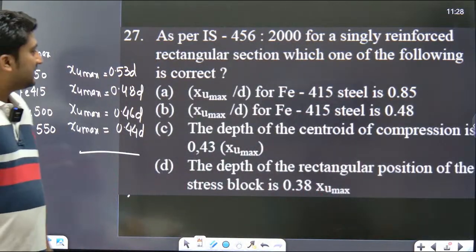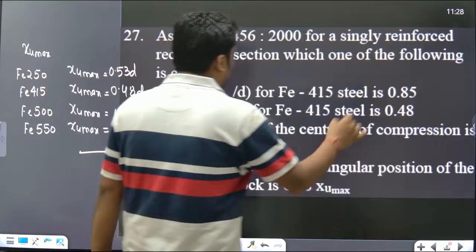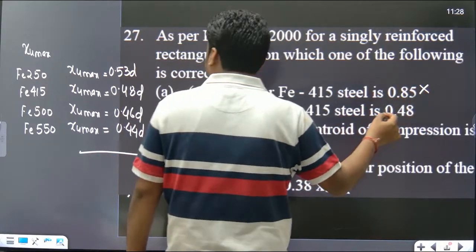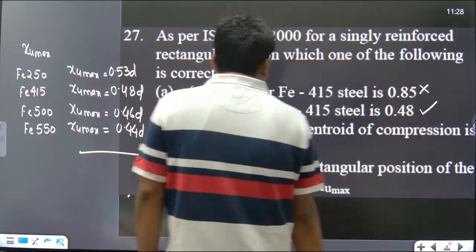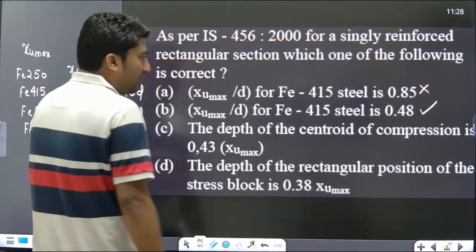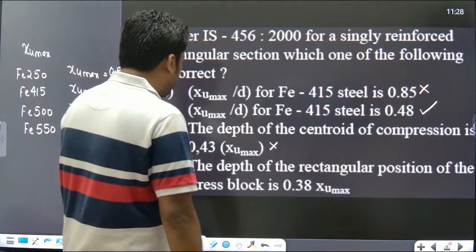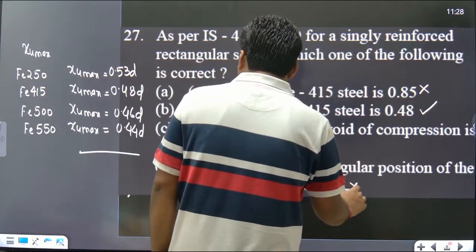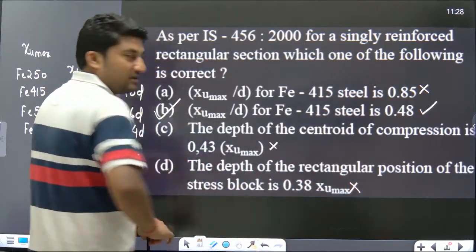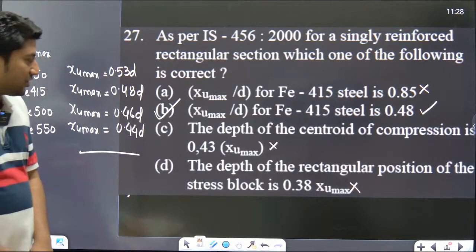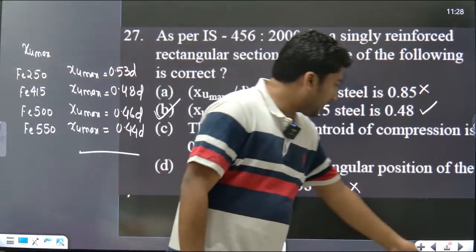Now answer it. XU for FE 415 is not 0.84, it is 0.48D. Option B. And the depth of the centroid of compression is not 0.43. The depth of the rectangular portion of the stress block is 0.38. That is wrong. Option B is the correct answer. Yes or no? We'll move ahead with the next question.